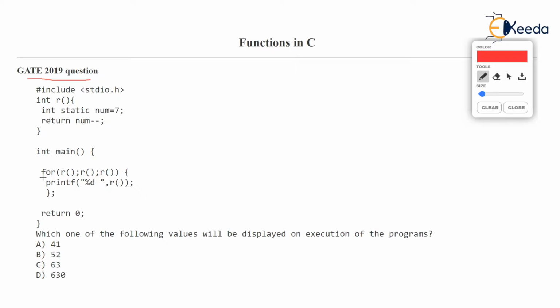In main, there is a for loop, and look at this. For has three parts, isn't it? Initialization, condition, and change. Now, the initialization part is in fact a call to the function. So, the function R is called, and in the function R, there is a static variable declared whose value is 7. I hope you know all the properties of a static variable.